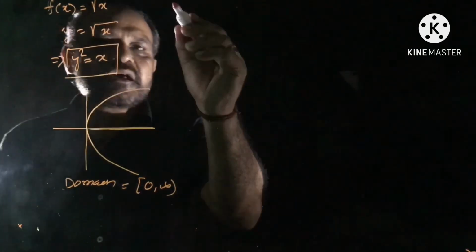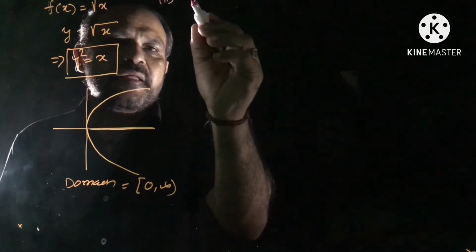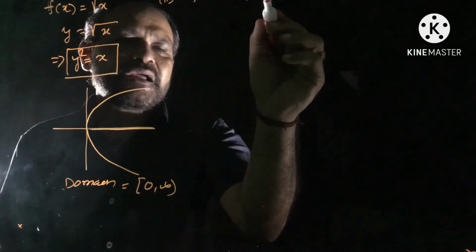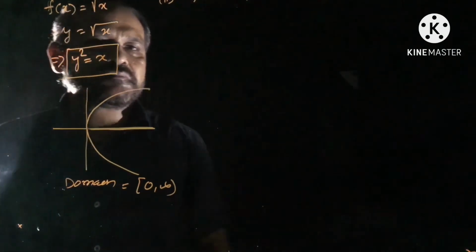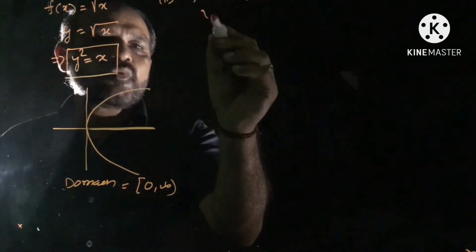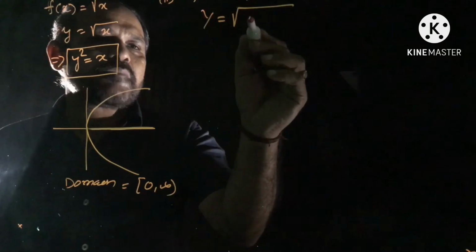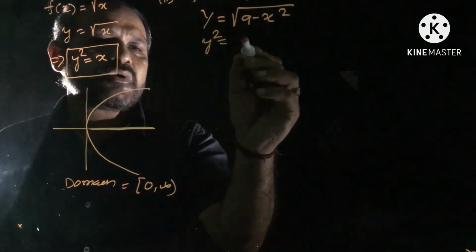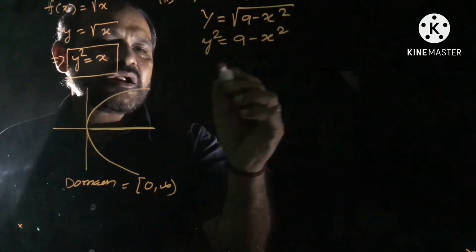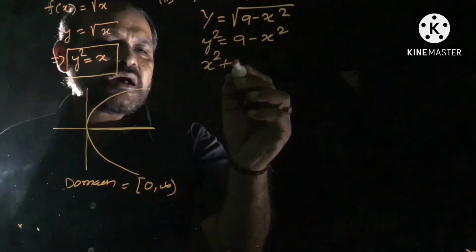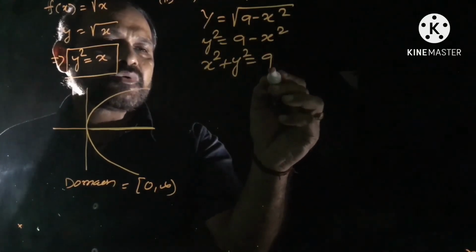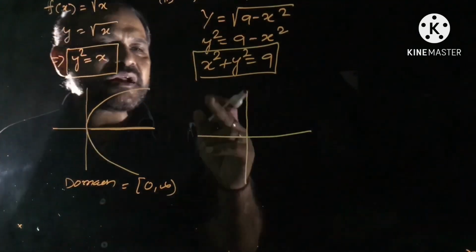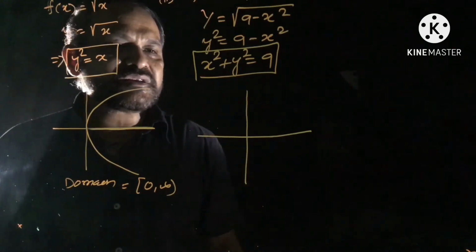For the second case, if we consider f of x is equal to root over 9 minus x square, then take y is equal to root over 9 minus x square, or y square is equal to 9 minus x square, or we can write x square plus y square is equal to 9. This is the equation of a circle whose center is at origin and radius is 3.